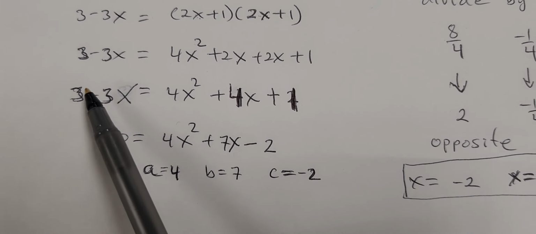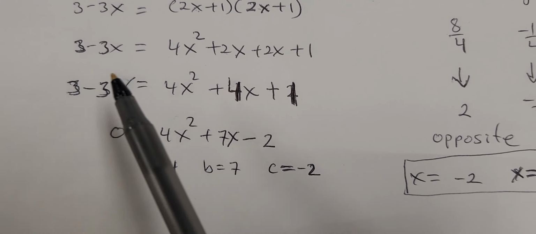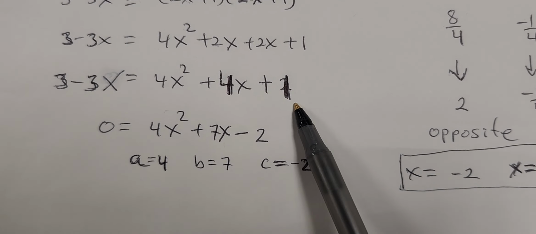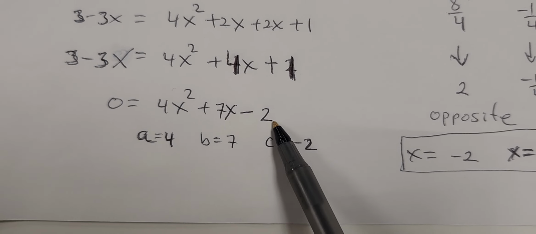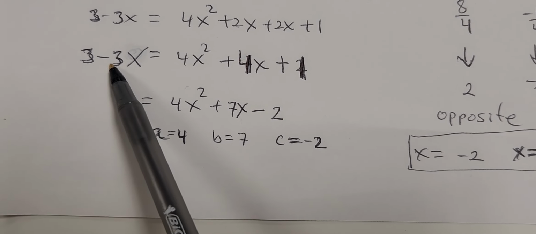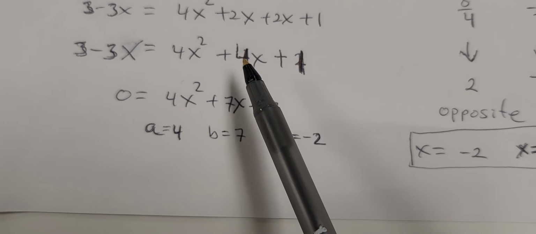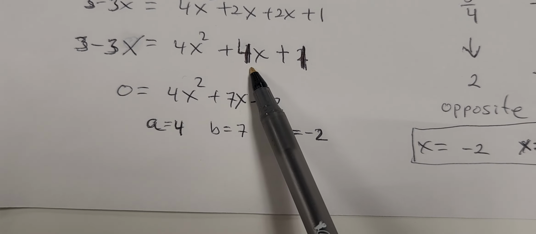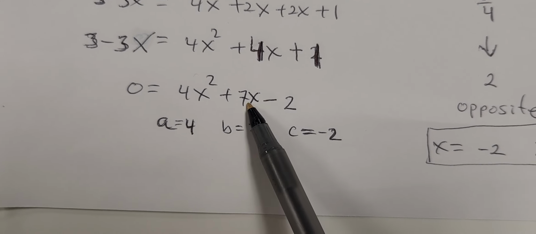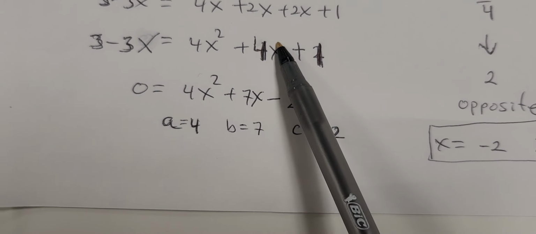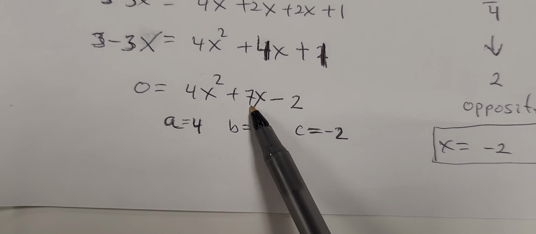Again, one more time. Positive 3. I brought it over to the 1. That becomes -3. 1 minus 3 gives me -2. This is -3x. Bring it over to the 4x. That becomes positive 3x. 4 plus 3x gives me 7x.